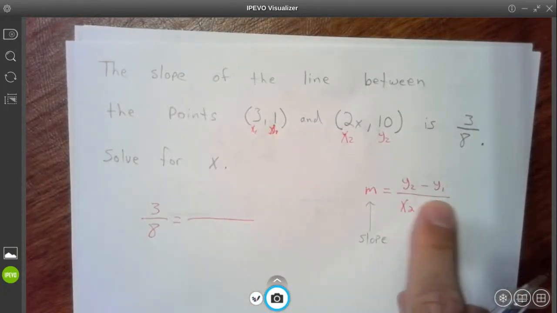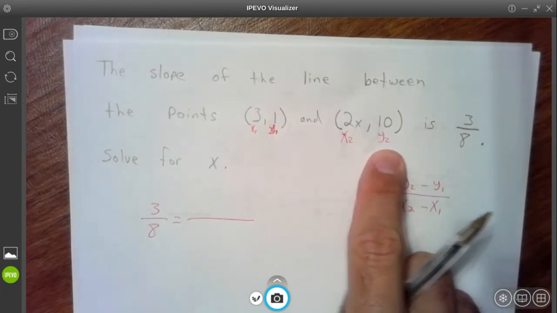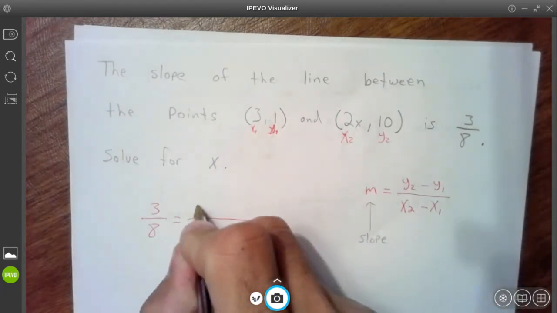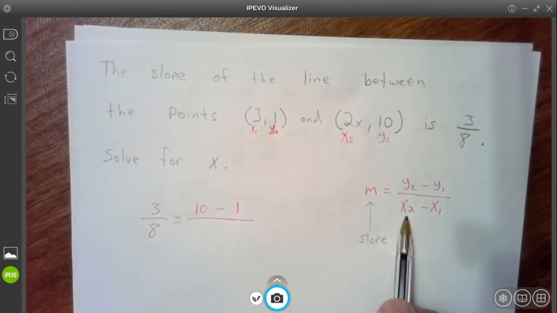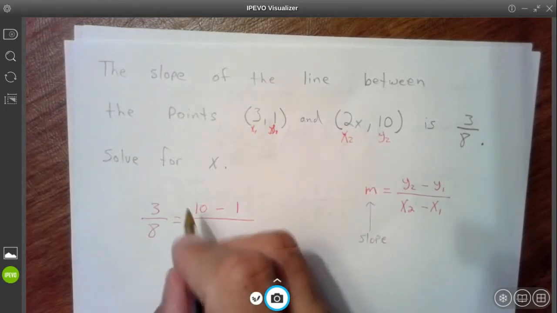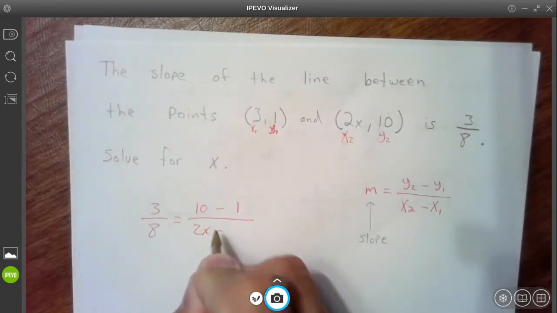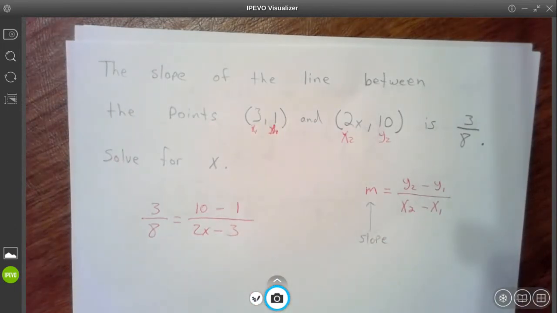and then it's going to go y2 minus y1. That'll be my top part. So that's going to be 10 minus 1. And then x2 minus x1. That's going to be 2x minus 3. That's going to be the setup for how you would solve this equation, or how you would answer this question.